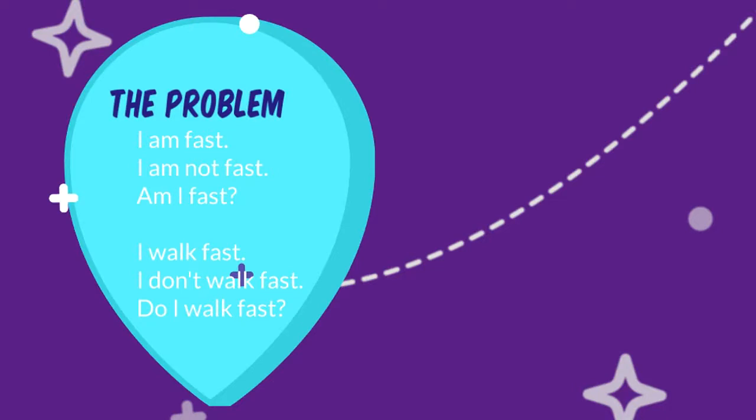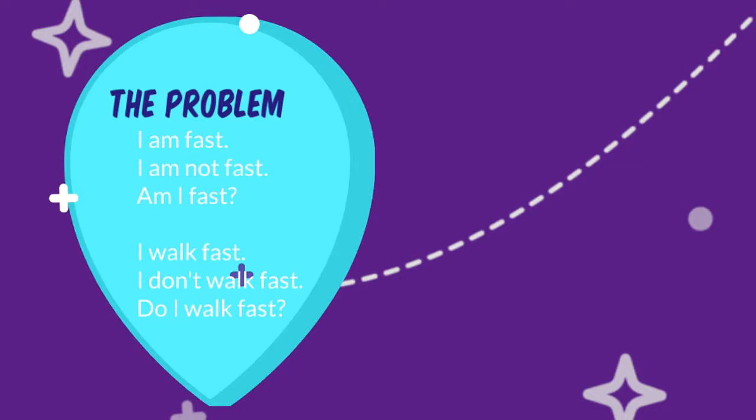Like in Dutch, we swap around. We invert the subject and the finite verb, persoonsvorm en onderwerp wisselen van plaats. Am I fast? But this only works with some sentences in English. As you can see in the other example, I walk fast. The negation of that sentence is not I walk not fast, but I don't walk fast. And the question of that one is not walk I fast, but do I walk fast?